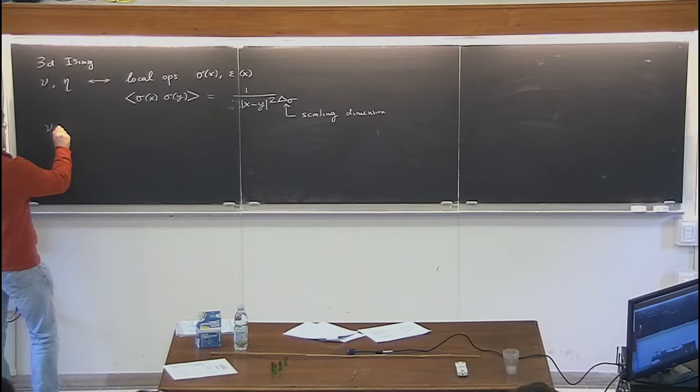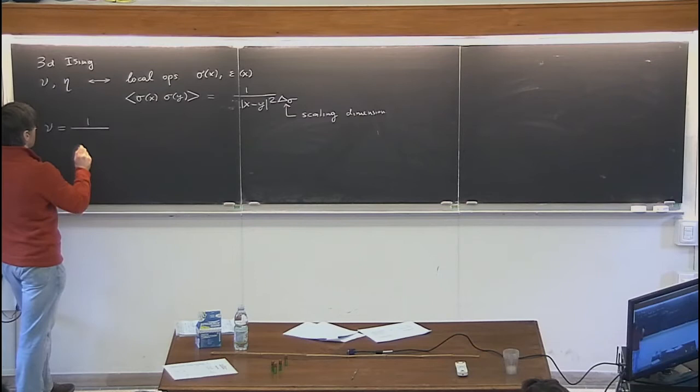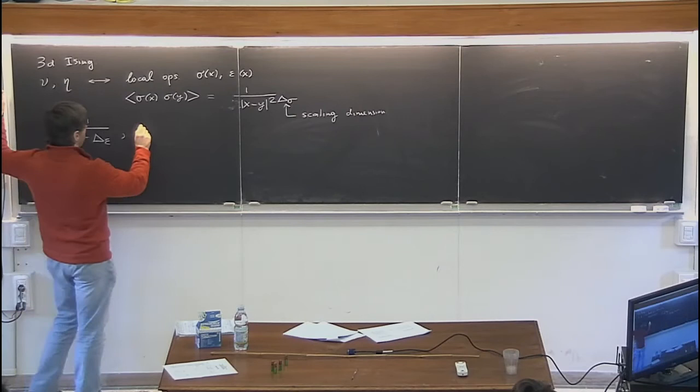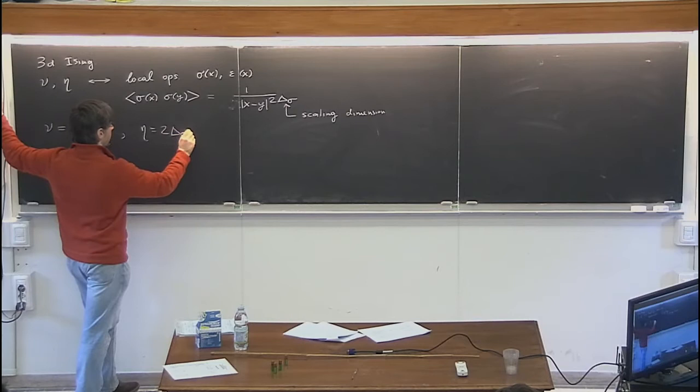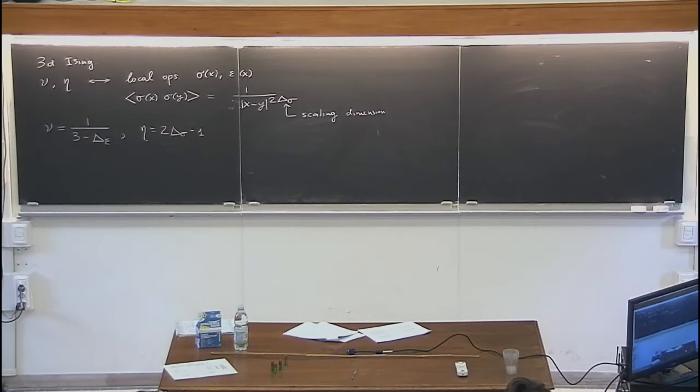So nu is going to be equal to 1 over 3 minus delta epsilon, and eta is going to be equal to 2 delta sigma minus 1. So if you study the critical exponents nu and eta, then you are secretly studying the scaling dimensions of these two operators, sigma and epsilon.